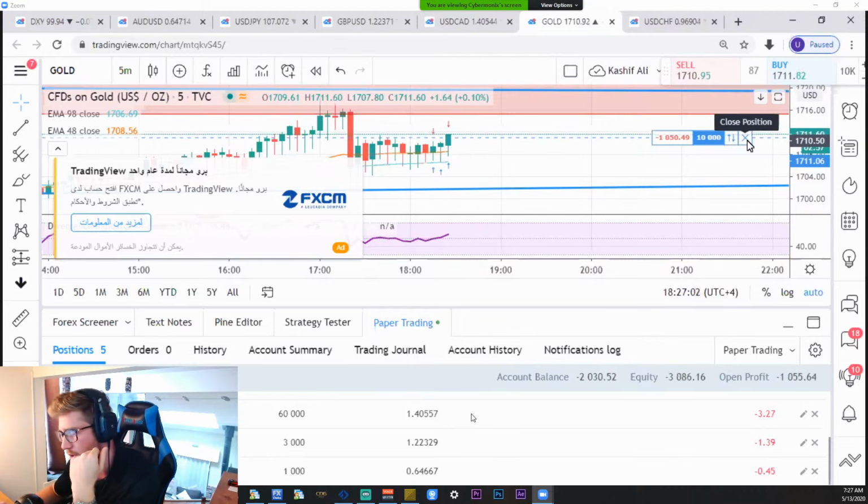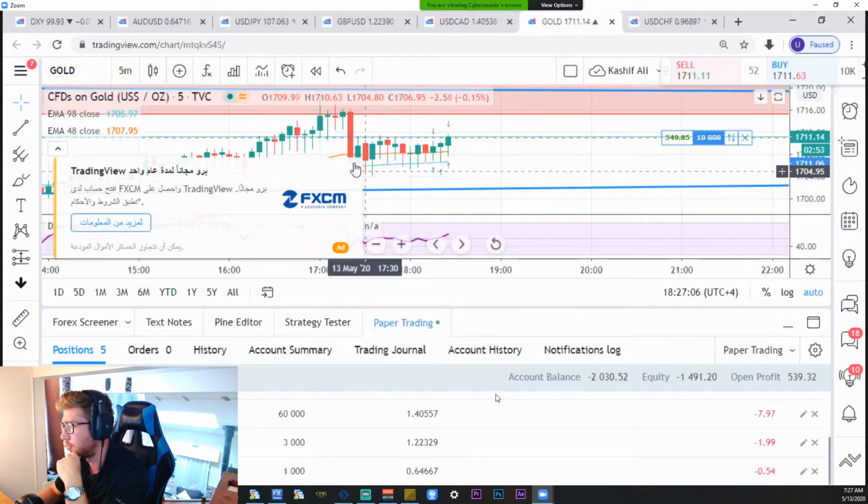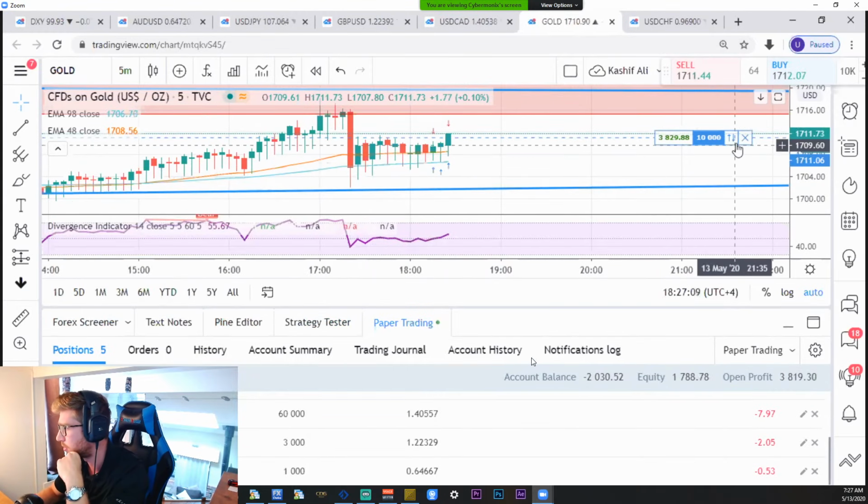Can they trade gold? No, because last week everyone was trying to trade gold and then they blew their accounts instantly, so nobody's allowed to trade gold.